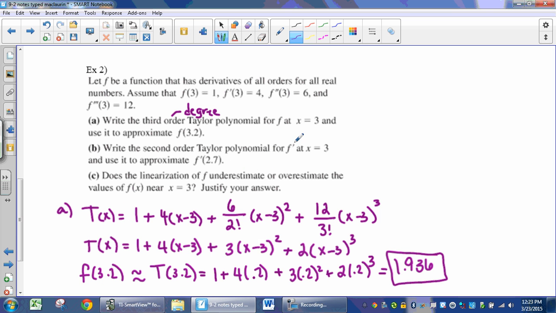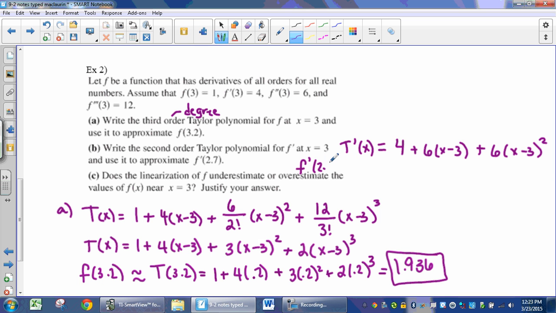So if I have T of x here, I can just use T prime of x to estimate f prime of x, because if T is an approximation for f, then T prime is an approximation for f prime. So T prime of x, I'm going to take this guy's derivative, is going to be 4, and then plus, bring down the 2, so it's 6 times (x minus 3) to the first. And then I'm going to bring down the 3, 6 times (x minus 3) squared. So there's the second order Taylor polynomial for f prime at x equals 3, and use it to approximate f prime of 2.7.